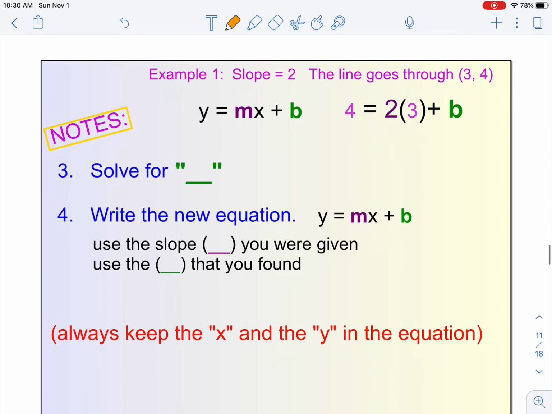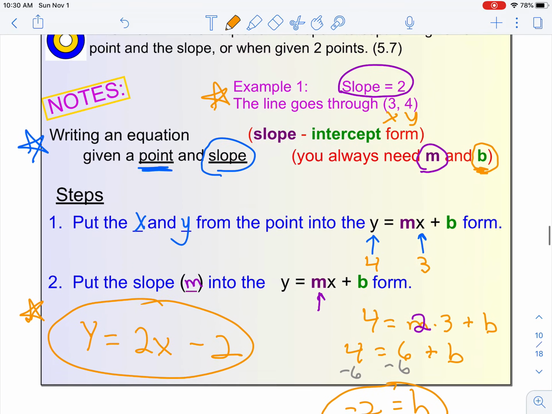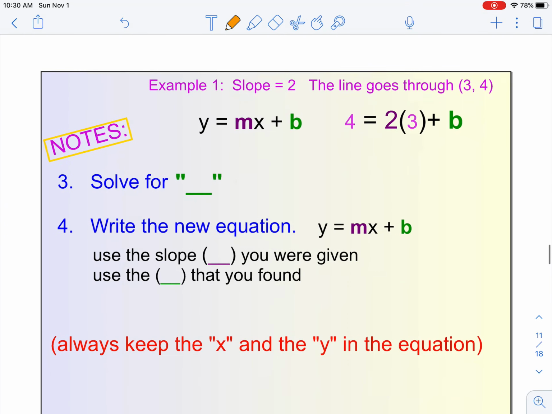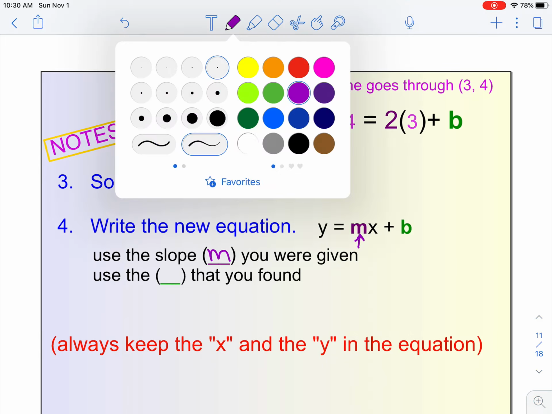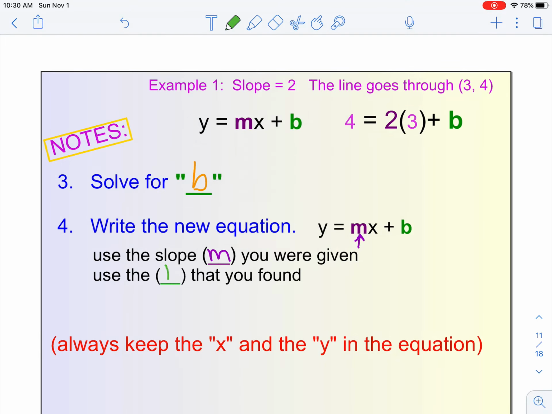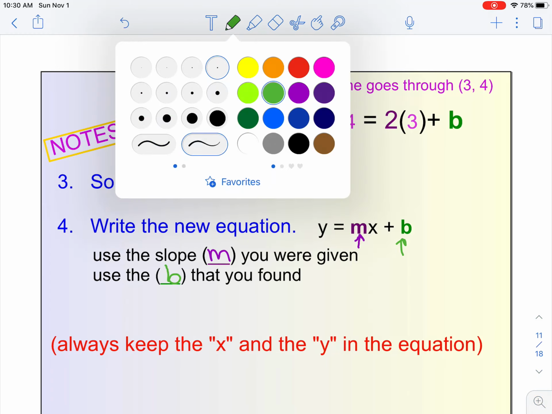So there we go. All right, so here's the other two steps that finish that problem up. Step number 3 is that we solve for b. That's what we did. Then we write the new equation and we put the slope, or m, that we were given into the equation right here, and we put the b that we just found in right here, and we write that equation.